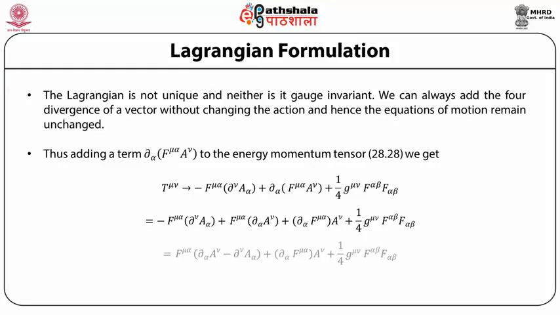This equals F mu alpha into within the brackets del alpha A nu minus del nu A alpha plus del alpha F mu alpha into A nu plus 1 by 4 G mu nu into F alpha beta contracted with F alpha beta, which is equal to T mu nu is equal to F mu alpha into F alpha beta into G mu nu plus 1 by 4 F alpha beta contracted with F alpha beta into G mu nu.